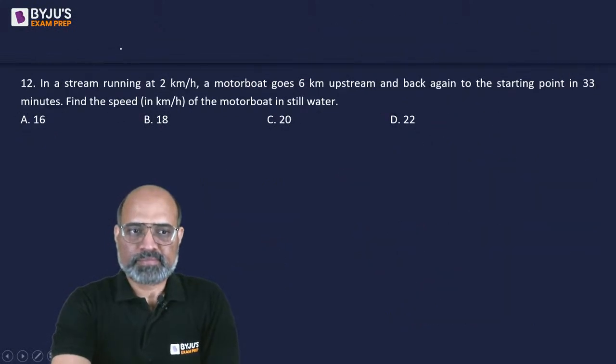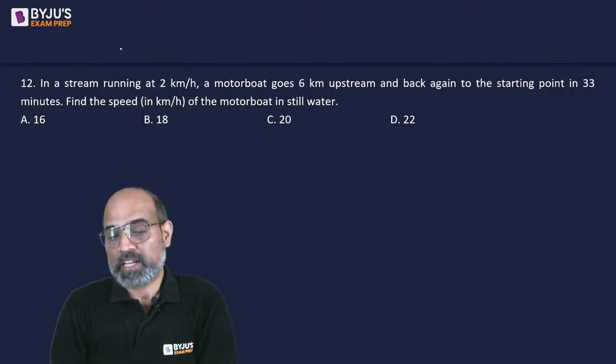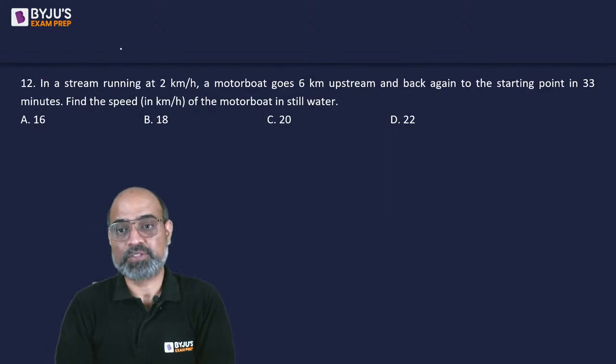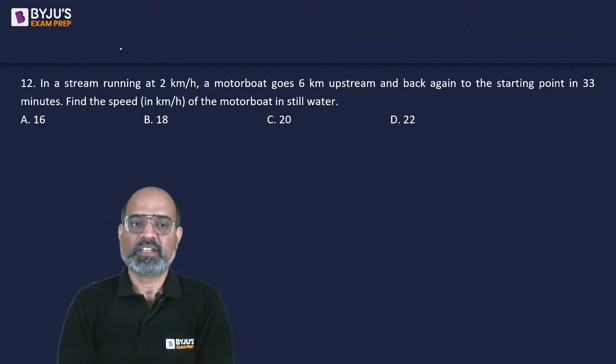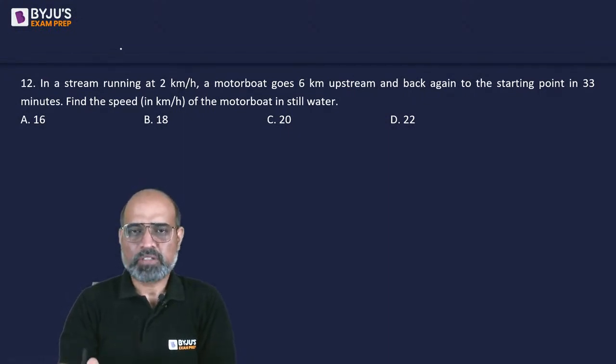Okay. The next one. In a stream running at 2 km per hour, a motorboat goes 6 kilometers upstream and back again to the starting point in 33 minutes. Find the speed of the motorboat in still water. Straightforward question, right? So the distance is given to us as 6 kilometers upstream.